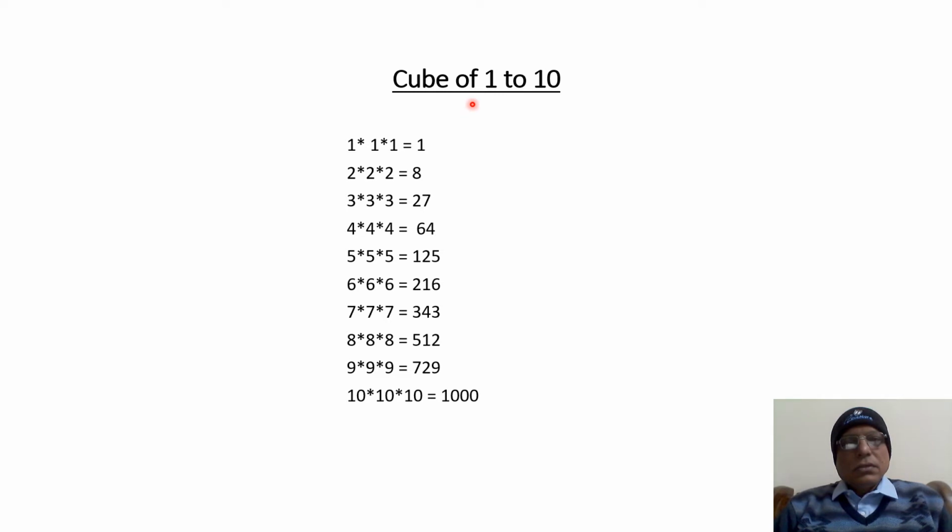So we can see the cubes of 1 to 10. Cube of 1 is 1, cube of 2 is 8, cube of 3 is 27, cube of 4 is 64, cube of 5 is 125, cube of 6 is 216, cube of 7 is 343, cube of 8 is 512, cube of 9 is 729, and cube of 10 is 1000. There are some very interesting things in this slide, so we'll see what those things are in the next slide.